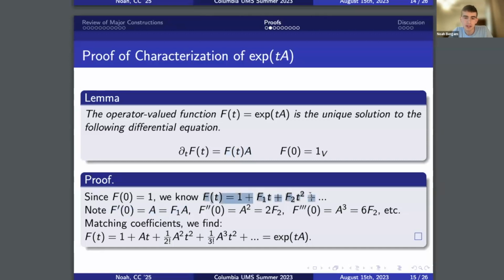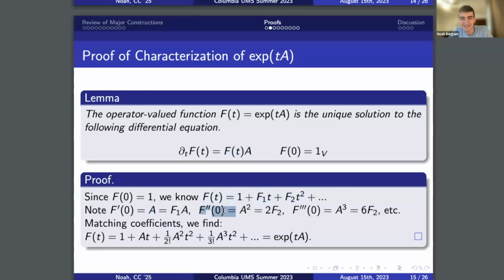The idea here is if I differentiate this with respect to t, this term goes away, this just becomes f1, and everything else still has t in it. So if I evaluate it at 0, it just becomes f1. So f1 is equal to a. I should not put as many typos.